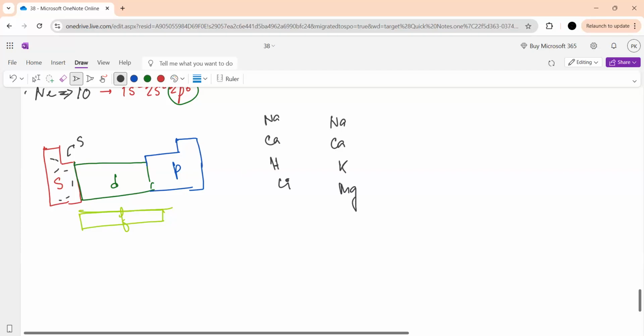Quickly do for potassium and magnesium. Potassium is 19 and magnesium is 12. So quickly tell me the configuration for potassium and the configuration for magnesium.